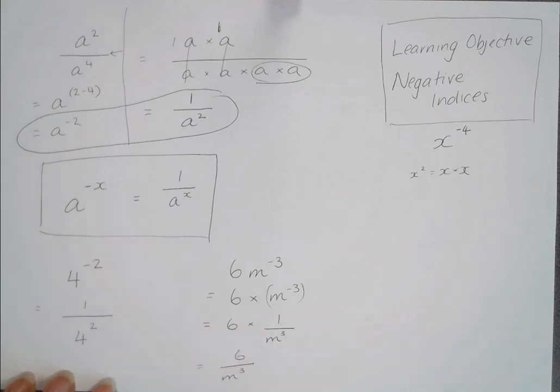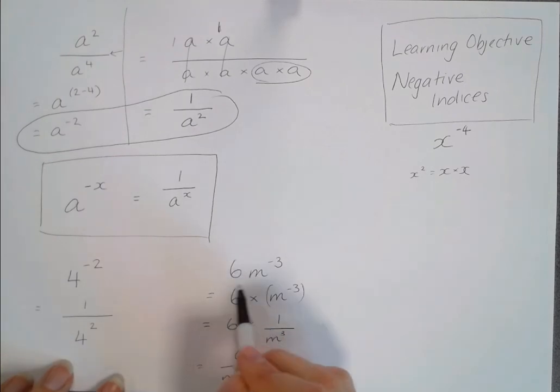Okay, so these are pretty tricky, particularly when they get a coefficient or a number in front of them, but give them a go.